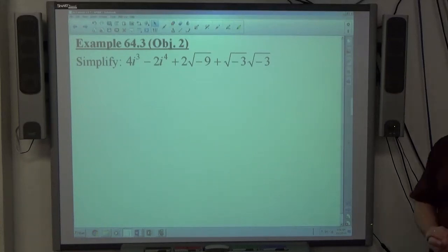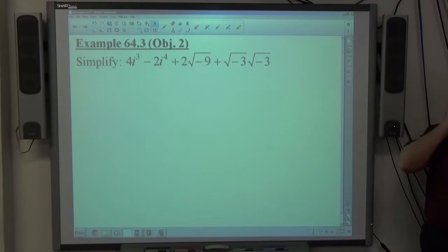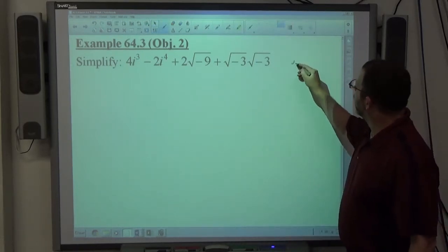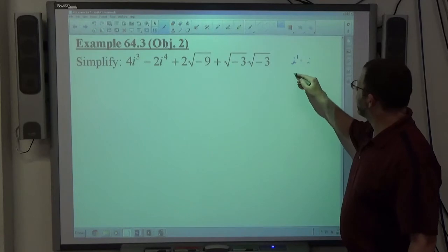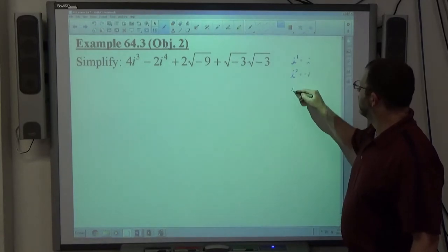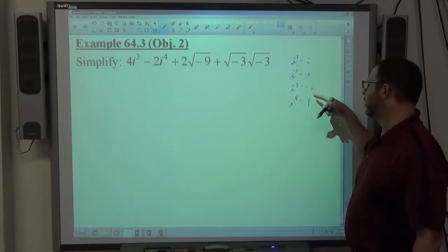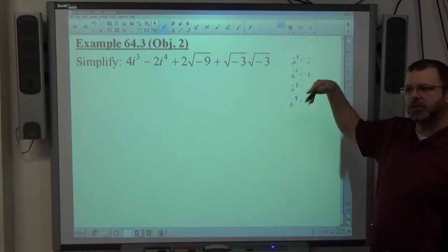Example 3 gets us back to our imaginary numbers. We've seen these recently, and I think lesson 51 is our first look at imaginary numbers. Now we've been simplifying them for a while. First thing, I notice i's to powers, and you might recall that i to the first power is i, i to the second power is -1, i to the third power is -i, and i to the fourth power is +1. i to the fifth power takes you back to i to the first power, and so on.